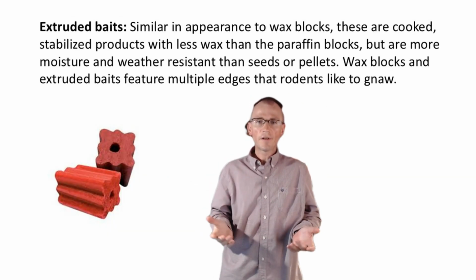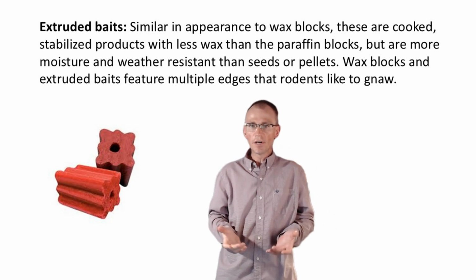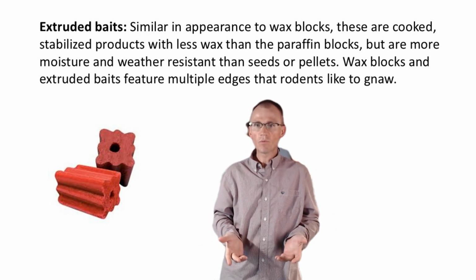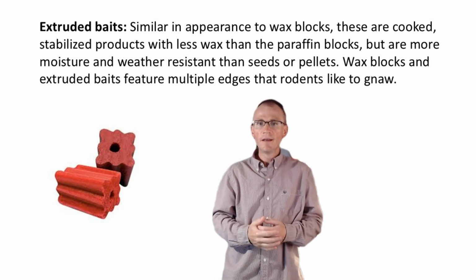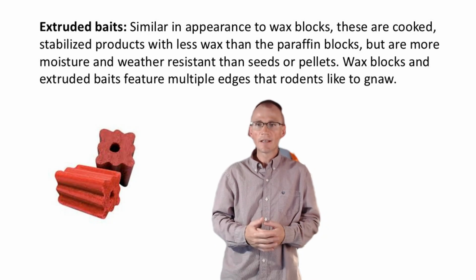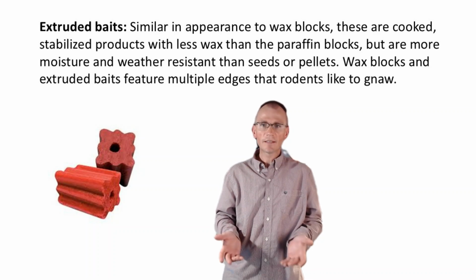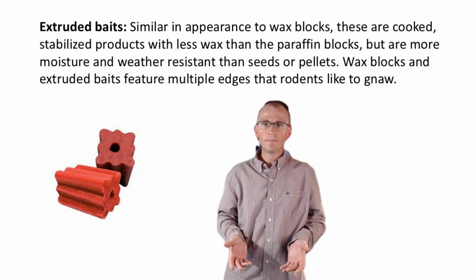Extruded baits. Similar in appearance to wax blocks, these are cooked, stabilized products with less wax than paraffin blocks, but are more moisture and weather resistant than seeds or pellets. Wax blocks and extruded baits feature multiple edges that rodents like to gnaw.